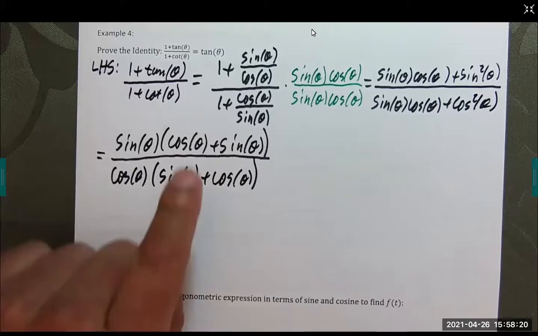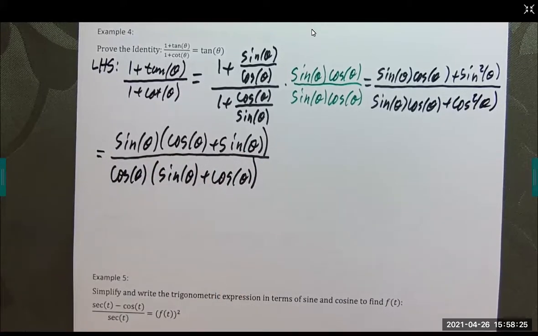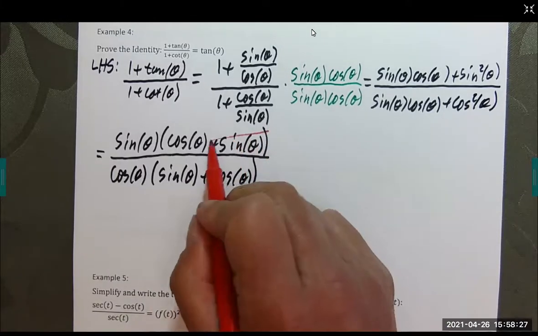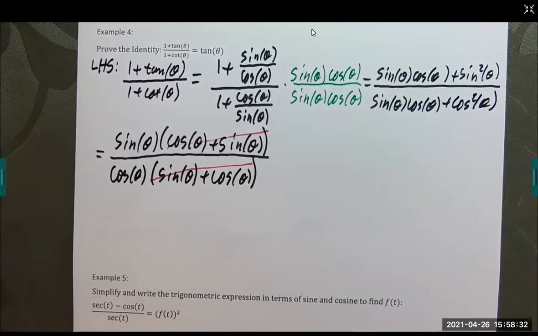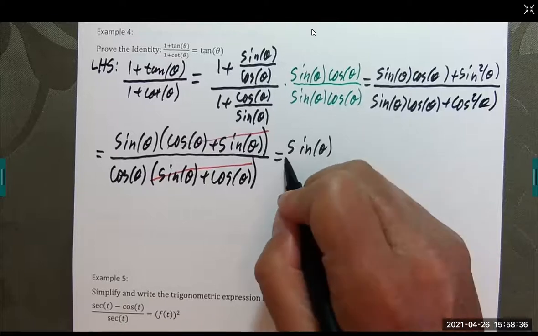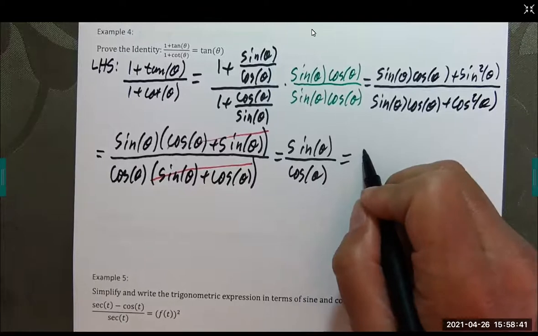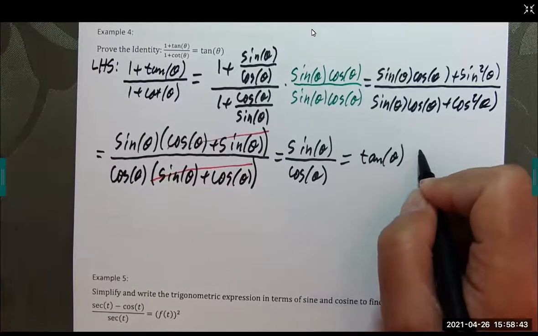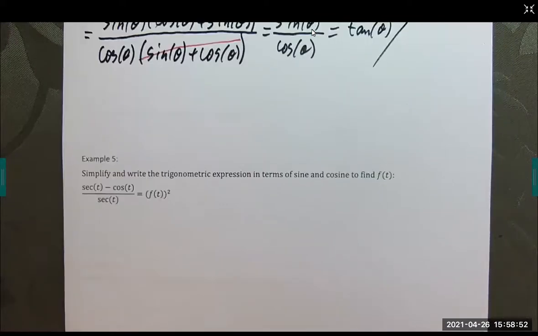And cosine theta plus sine theta is the same as sine theta plus cosine theta. So very nicely, this entire portion cancels out, or reduces is a better way of saying that. Leaving me with sine of theta over cosine of theta, which as we know is the tangent of theta. And one more.